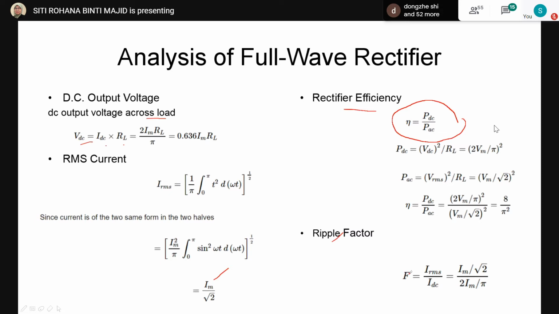Suppose RF equals I RMS over IDC, and then we can get Im over square root 2 over 2Im over pi. So that is for the full wave rectifier, the bridge type rectifier.